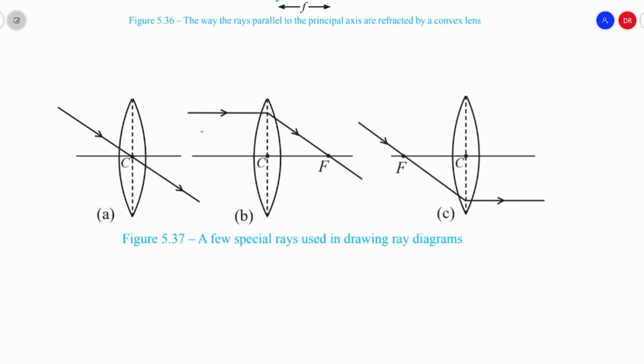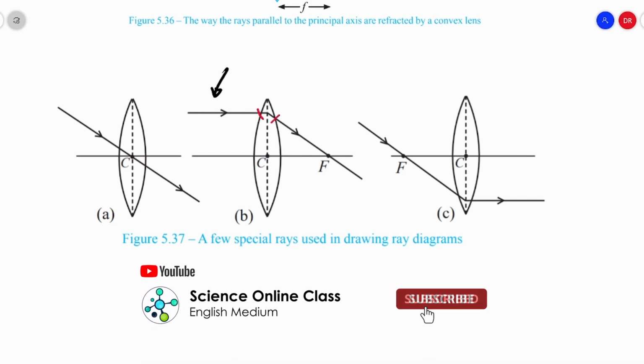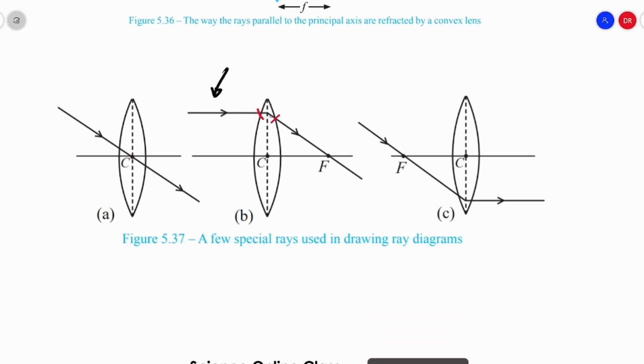Then the second ray we call the ray coming parallel to the principal axis. Here you cannot see the perpendicular lines, but the actual situation is as I mentioned in the previous part. Normally when we are drawing, we do not indicate these two lines, so no worries.